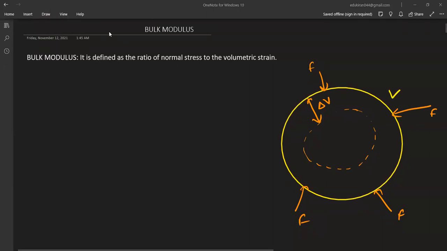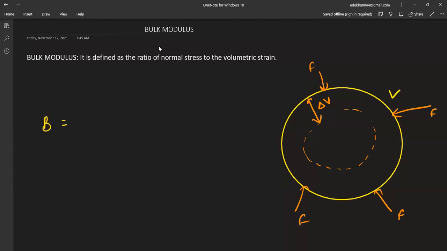Yes, class. Now coming to bulk modulus. So what was Young's modulus? Young's modulus was, I have told you, the modulus of elasticity. When we had seen Hooke's law, the stress by strain became equal to the modulus of elasticity. So depending upon the types of stress and types of strain, you will have different types of modulus of elasticity. So when there was a change in length, we had Young's modulus, longitudinal stress by longitudinal strain.